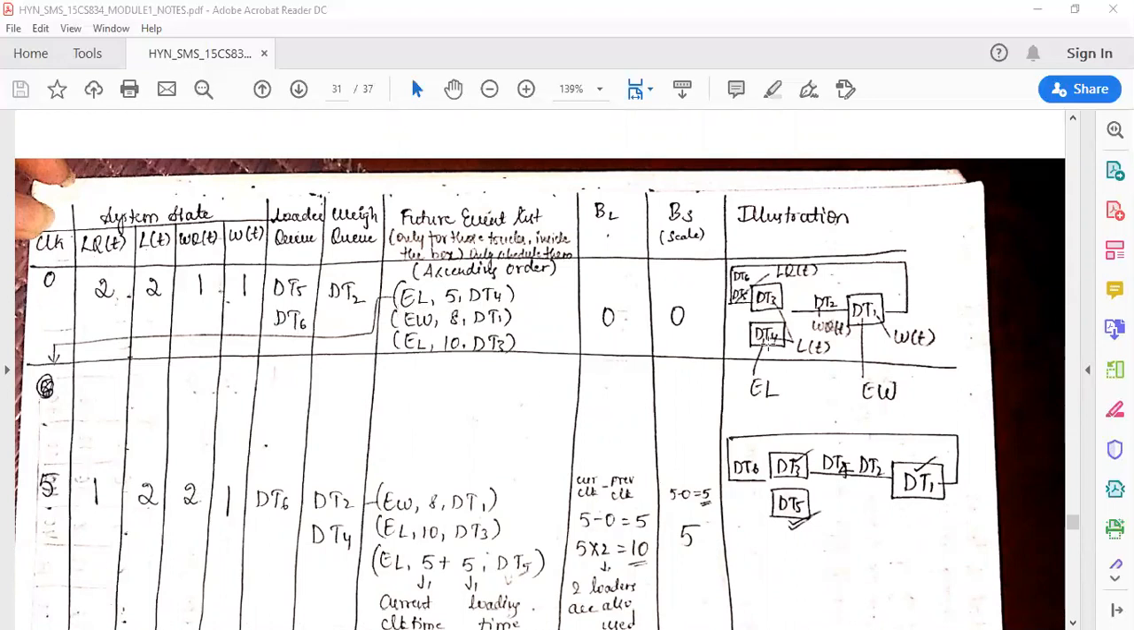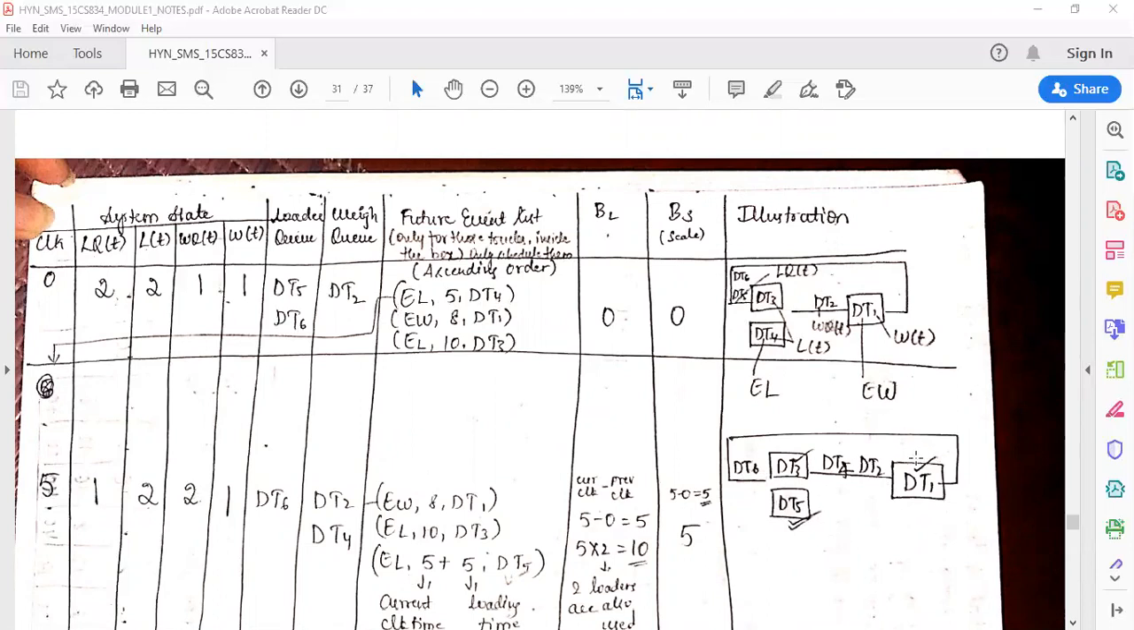If it has finished loading, where does it have to go? It has to go and join the weigh queue. So dump truck 4 will move from here to here. DT2 is already there, so it will be DT2, DT4. This place is now empty, so who will come and sit? Dump truck 5 will come and sit. As soon as you write this time, always remember to first write the illustration.